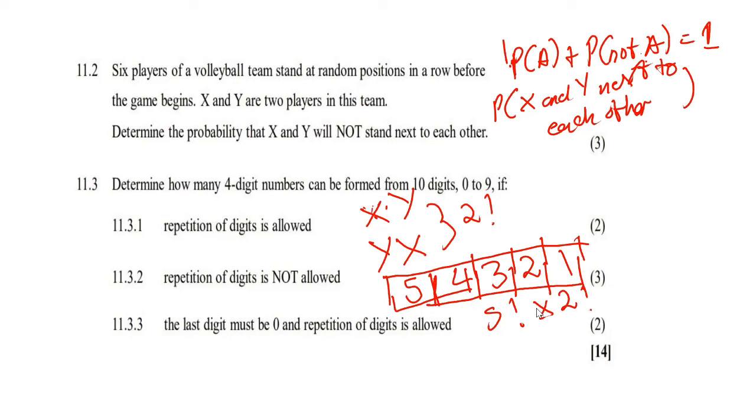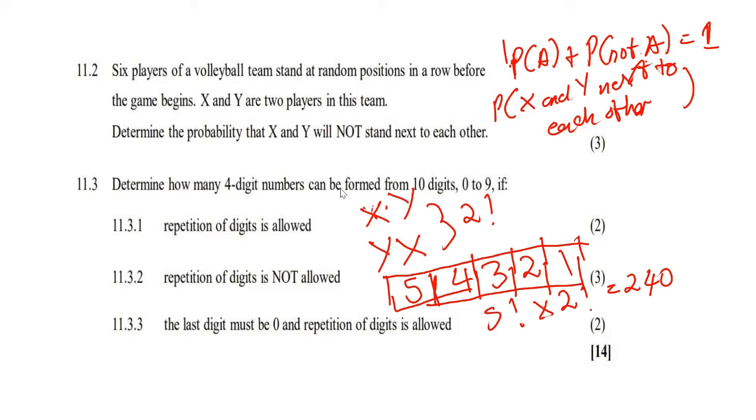Now, if we have 5 factorial multiplied by 2 factorial, punching in your calculator, so let's punch 5 factorial multiplied by 2 factorial. That is supposed to give us 240, right? So that's 240. But then if we are to write this as a probability, we want the probability that X and Y will stand next to each other.